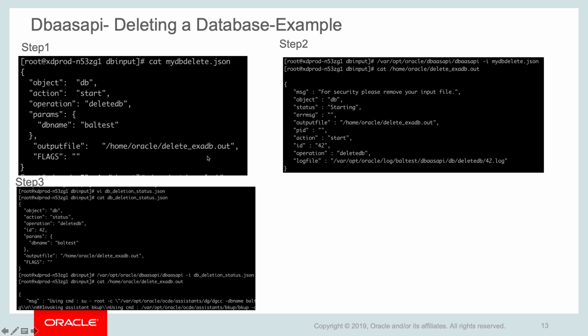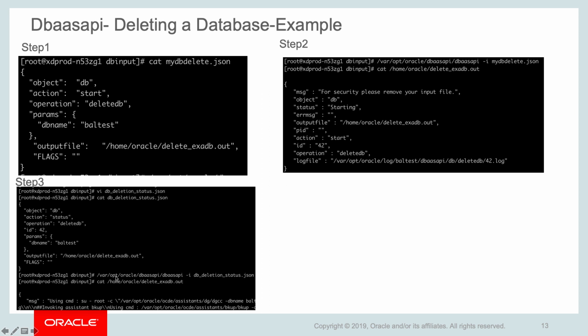Once you run this, you have the output file created with the ID in place, and the log file can also be tracked here. But we'll create the JSON file and track the action as status, and as things progress, you should have the database deleted.